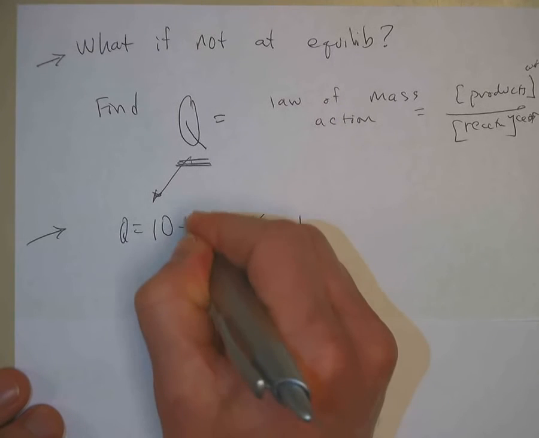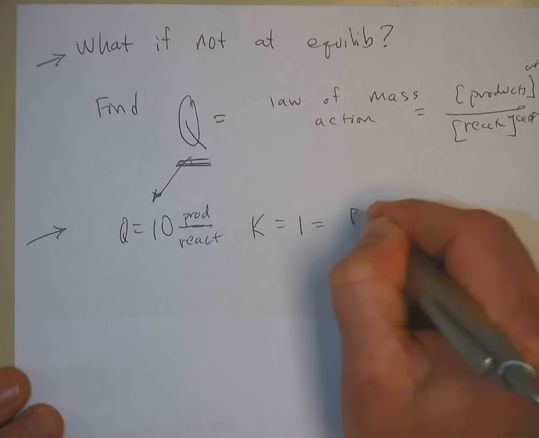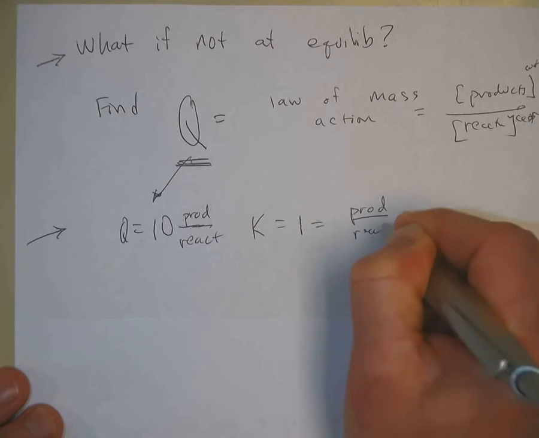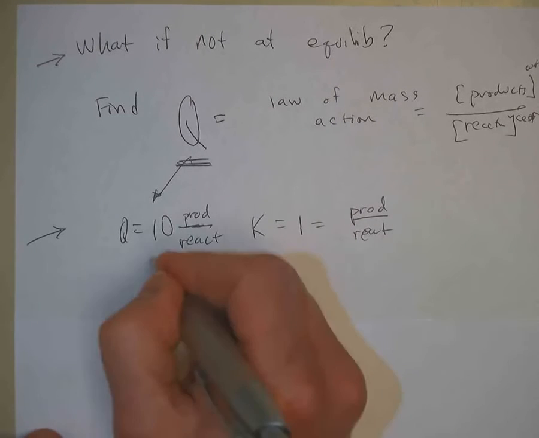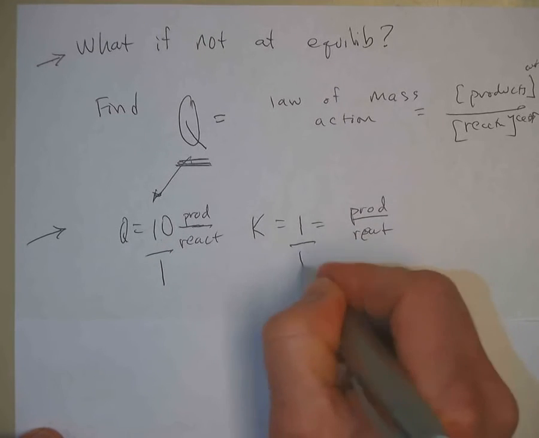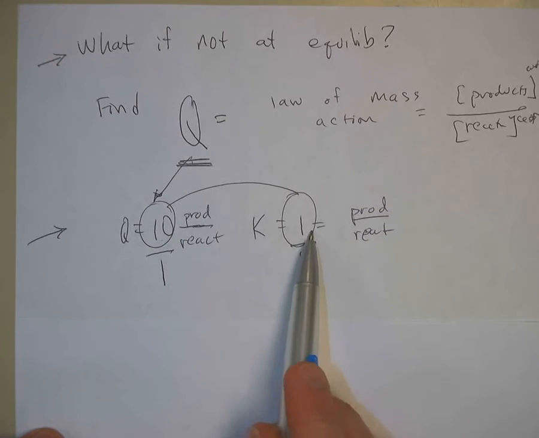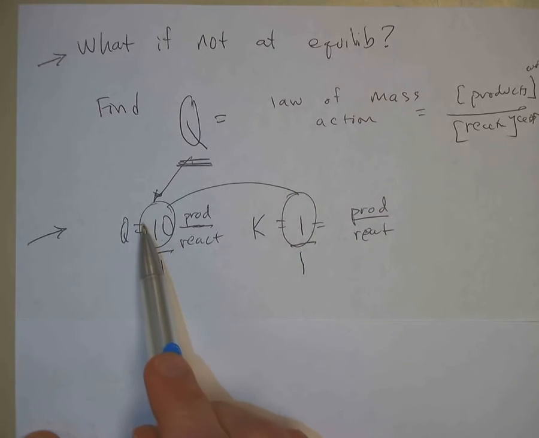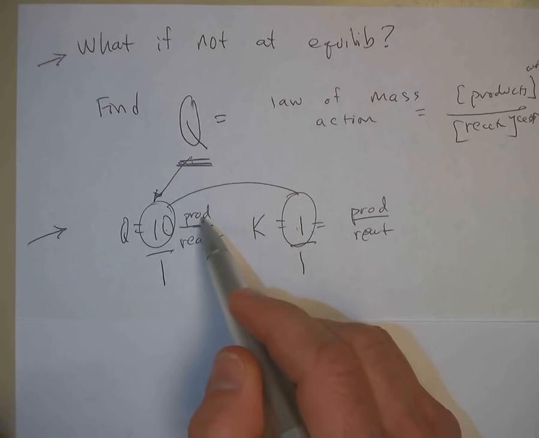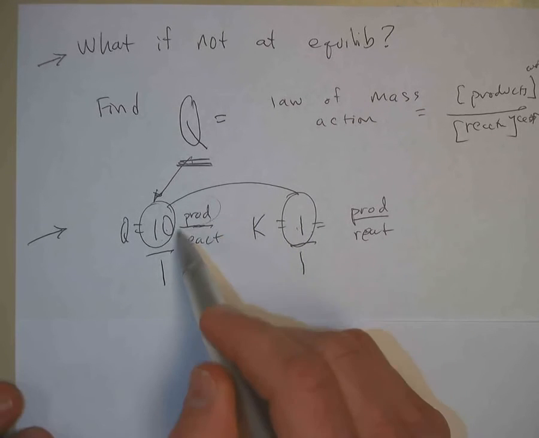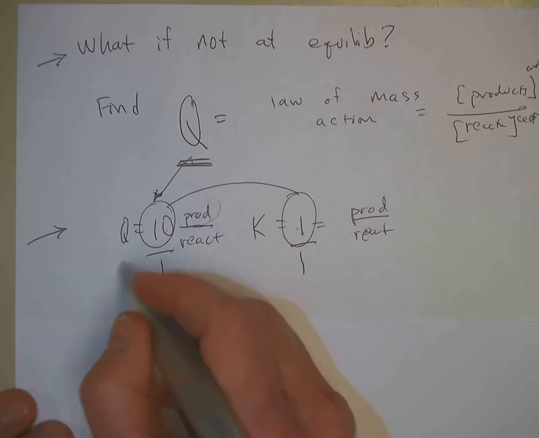Well, remember that Q is equal to products divided by reactants. Same thing with K, products divided by reactants. And so what I always say to do when you're given these numbers is take the Q number and write it over 1, take the K number and write it over 1, and then ask, what would have to happen to the products to get them to look like K? Well, it'd have to go from 10 to 1. So that means I'd have to get rid of some products and I'd have to go to the reactants to get it to look like K. That's how you can always do those.